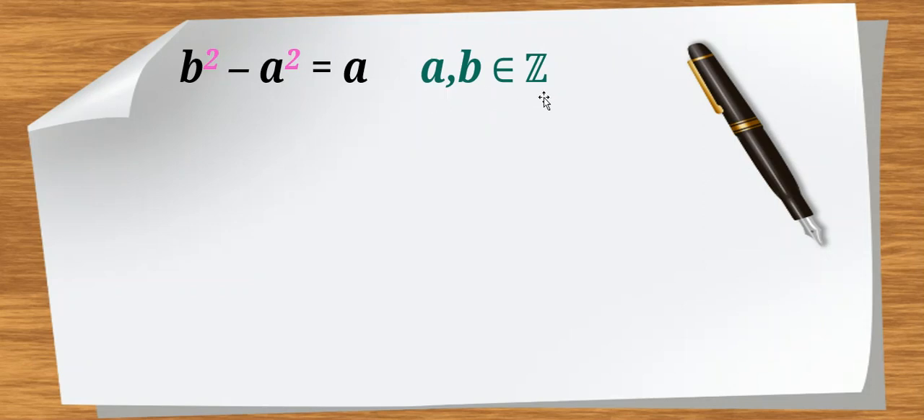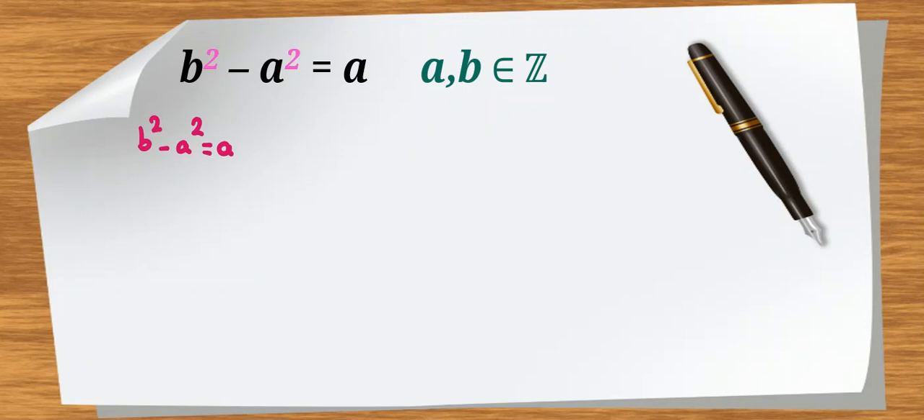A and B are integers, b squared minus a squared equals a. We want to find a and b. In the first step, let's write the main equation: b squared minus a squared equals a.